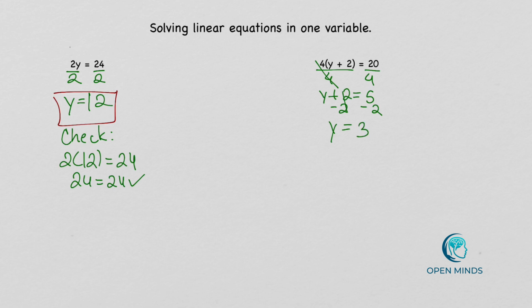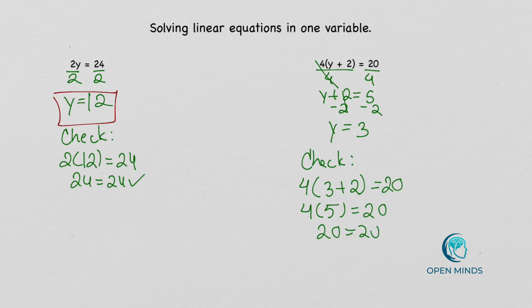And we are going to check. So plug in 3 for y, and we're going to simplify. Again, PEMDAS, parentheses are first. So we're going to add 3 and 2 to give us 5, and we'll multiply that by 4 to give us 20. So this is correct. y is equal to 3.